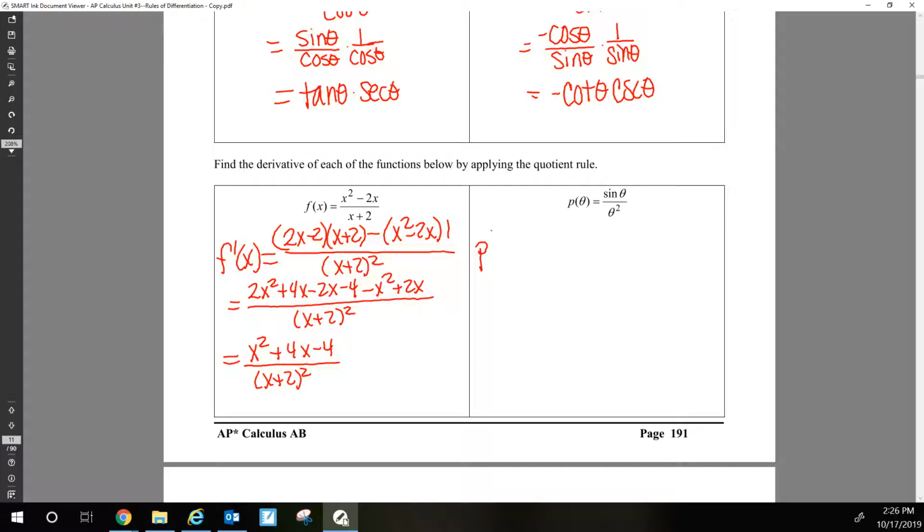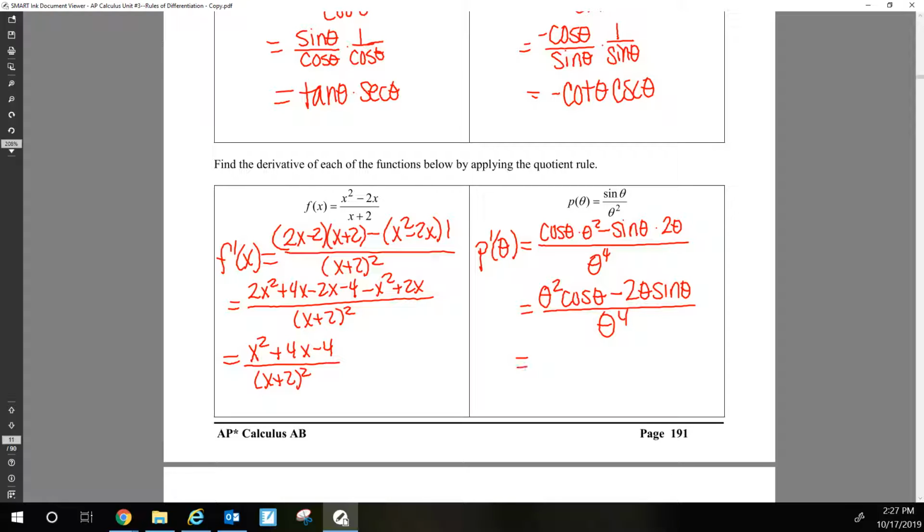All right, for this one here, p prime of theta, start with the derivative of the top. The derivative of sine theta is cosine theta, times the bottom, minus the top times the derivative of the bottom. The derivative of theta squared is 2 theta. All over theta squared squared, which would be theta to the 4th. We would typically put these thetas out front. Well, let's go ahead and do this: theta squared cosine theta minus 2 theta sine theta. Now, what do they have in common? They each have a theta, so I'm going to pull out 1 theta. I've got theta cosine theta minus 2 sine theta, over theta to the 4th. And now this theta will cancel with one of these, so I just have 3 left. So my final answer for this one would be theta cosine theta minus 2 sine theta, all over theta cubed.